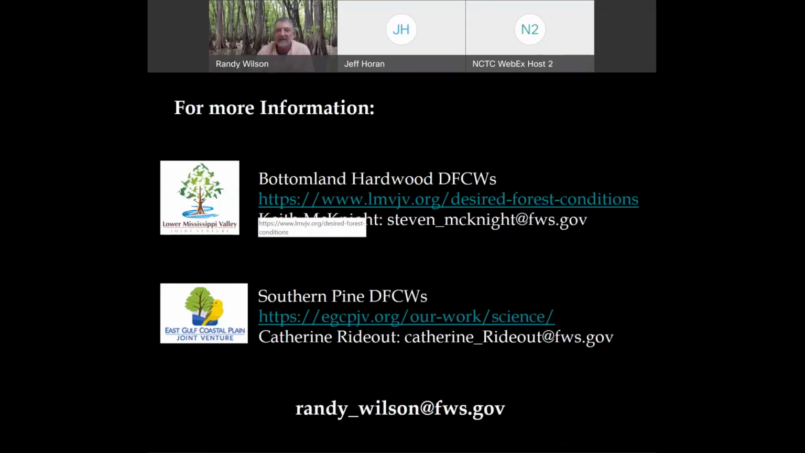Slide. And for more information on the different DFCs that I presented here, the bottomland hardwoods can be obtained from the Lower Miss Joint Venture website, and I've also put the coordinator, Keith McKnight's email here. And the Southern Pine DFCs are available on the East Gulf Coastal Plain Joint Venture's website, or you can contact Catherine Rideout, the coordinator there, for more information, or you can contact myself.